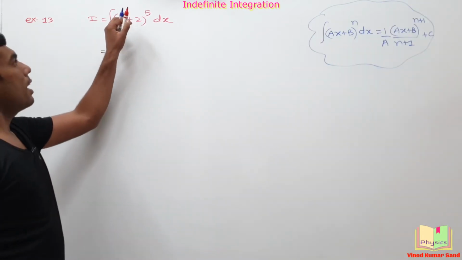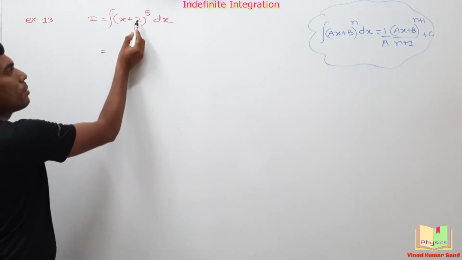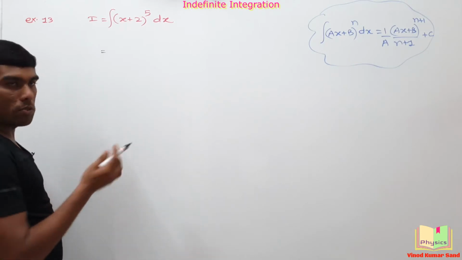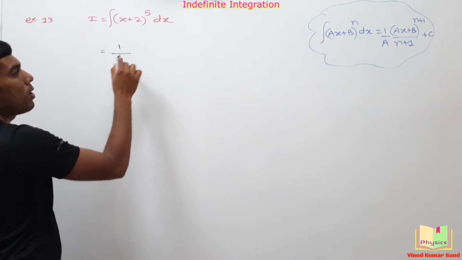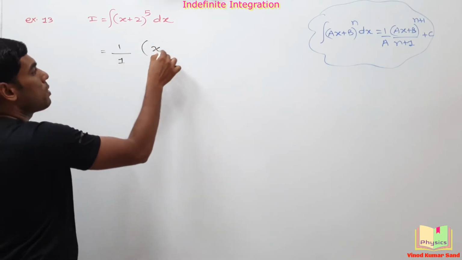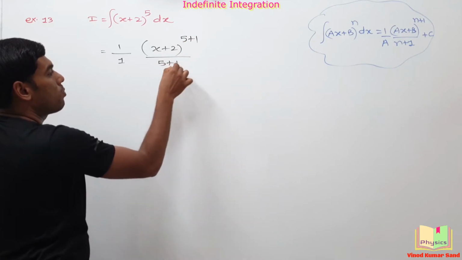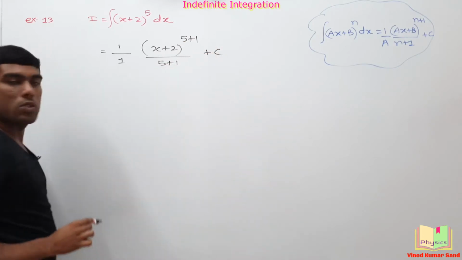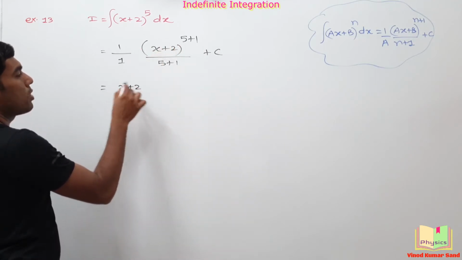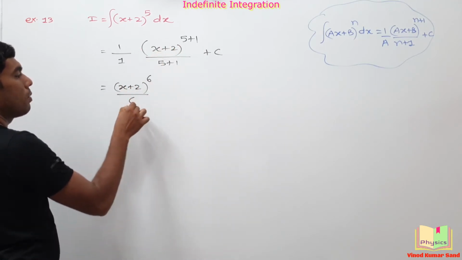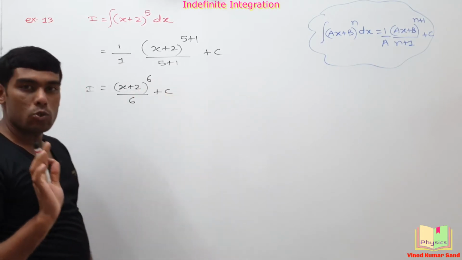This is (ax plus b) to power n, where a is 1, b is 2 and n is 5. We have to just substitute the values. So it will be 1 by 1 (x plus 2) power 5 plus 1 divided by 5 plus 1 plus some constant c, and we can simplify it further. (x plus 2) power 6 divided by 6 plus c. That should be our answer.